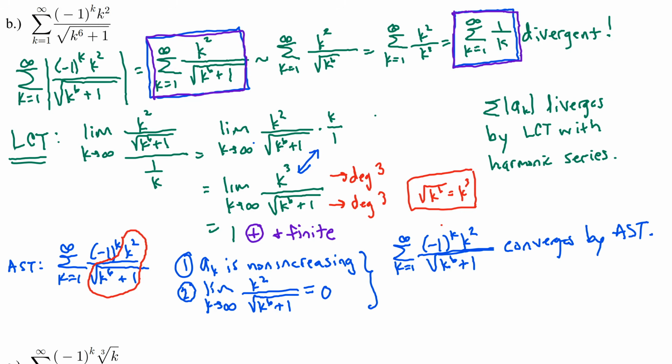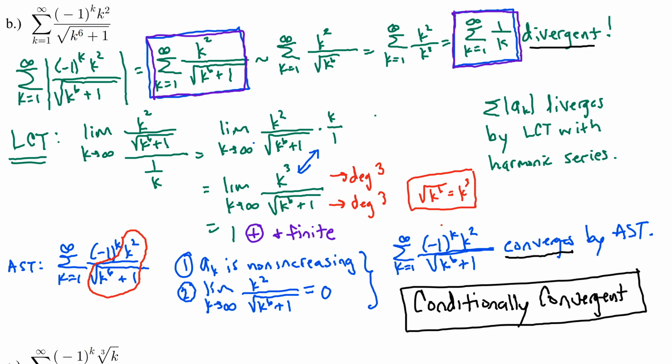So, to answer the question that was posed, because the absolute value form is divergent, but the alternating form is convergent, this is an example of a series that is conditionally convergent. So it's in the same boat as the harmonic series.